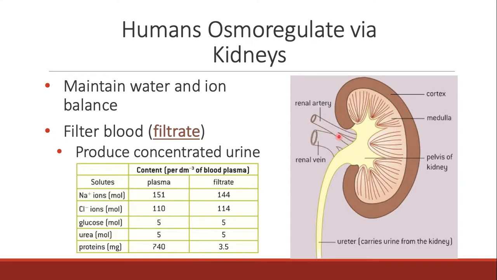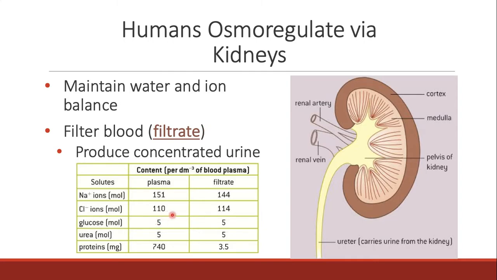Then what leaves the blood and goes into the kidney is going to be this stuff. So what we see is the blood had 151 moles of sodium. 144 moles of that sodium leave the blood and jump into the kidney to get filtered. So 7 moles of sodium stay in the blood and then they swing back out and they leave the kidney.